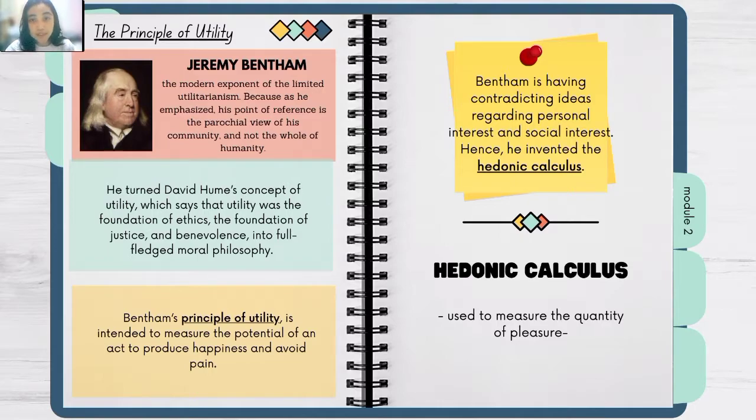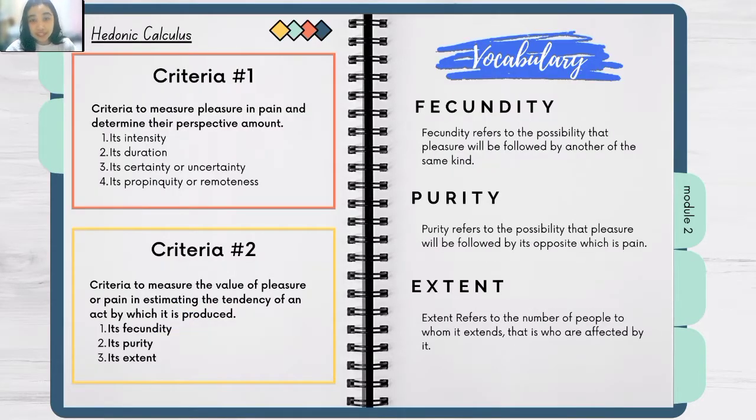It is used to help us calculate or measure the quantity of pleasure. The first criteria is this: to measure pleasure and pain and determine their respective amount. First is its intensity, its duration, its certainty or uncertainty, and fourth is its propinquity or remoteness. The second one is when you are in doubt regarding the value of pleasure or pain in estimating the tendency of an act by which it is produced, here is the criteria for this: its fecundity, its purity, and its extent.